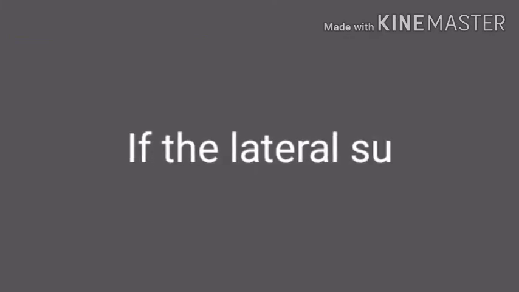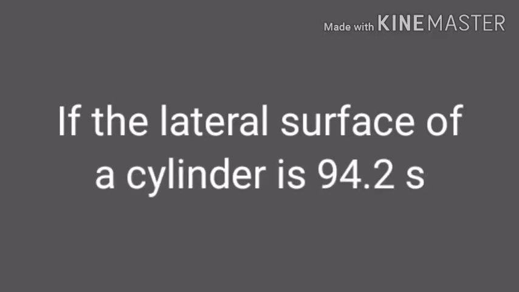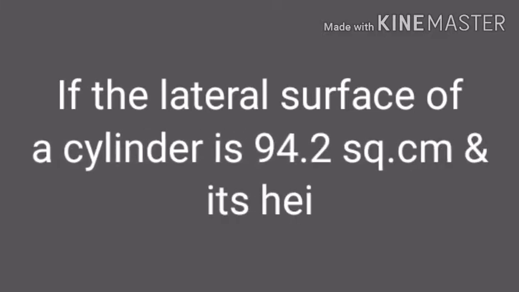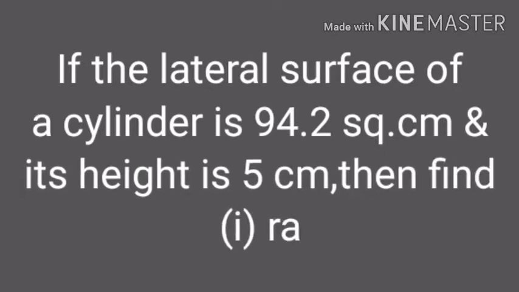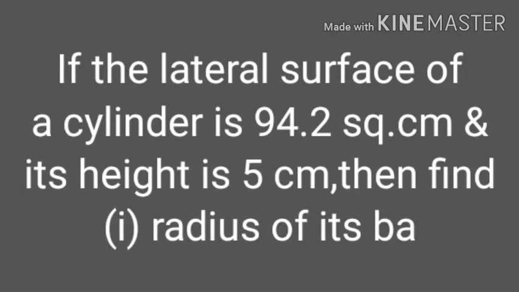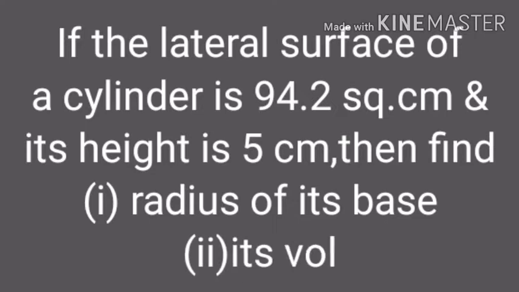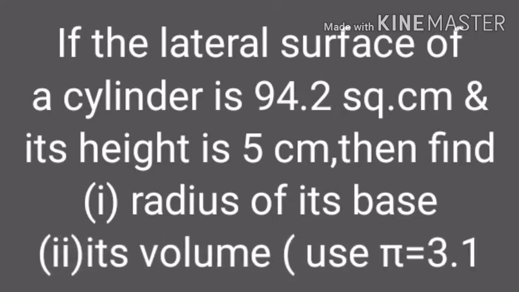In this session, we are going to discuss exercise 13.6 remaining questions. Now, exercise 13.6 question number 4. If the lateral surface of a cylinder is 94.2 square centimeter and its height is 5 centimeter, then find the first sub question is radius of its base and second sub question is find its volume.